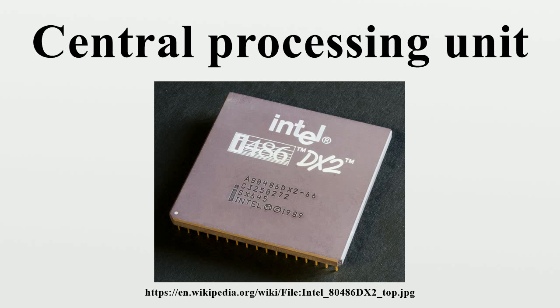Transistor-based computers had several distinct advantages over their predecessors. Aside from facilitating increased reliability and lower power consumption, transistors also allowed CPUs to operate at much higher speeds because of the short switching time of a transistor in comparison to a tube or relay. Thanks to both the increased reliability as well as the dramatically increased speed of the switching elements, CPU clock rates in the tens of megahertz were obtained during this period.